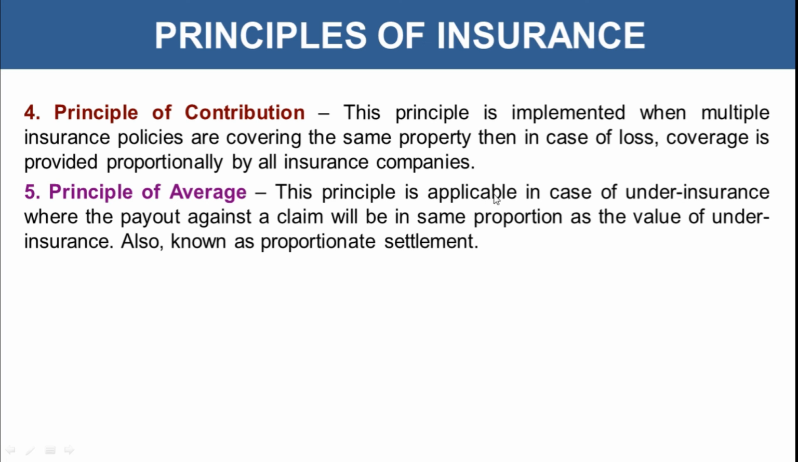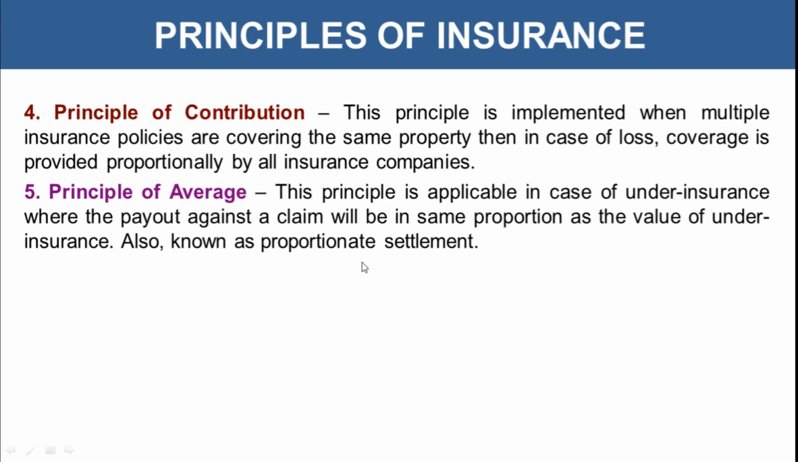Fifth is the principle of average. This principle is applicable in case of underinsurance, where the payout against a claim will be in the same proportion as the value of underinsurance. It is also known as proportionate settlement. So, for example, if you have taken insurance of a home, but the insurance company suggested you take a particular amount as coverage as per the details and the maximum loss amount in case of damage to your home, but you have not taken the full coverage of insurance. You have taken a lower coverage, and you try to cover the rest on your own. So that would be proportionate settlement because you have not taken the full coverage amount.